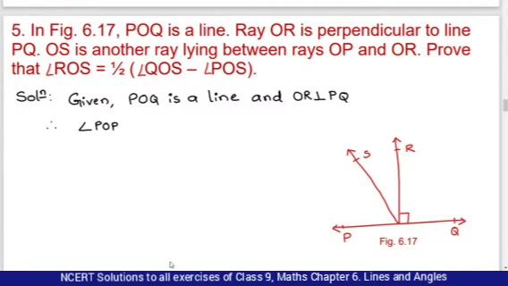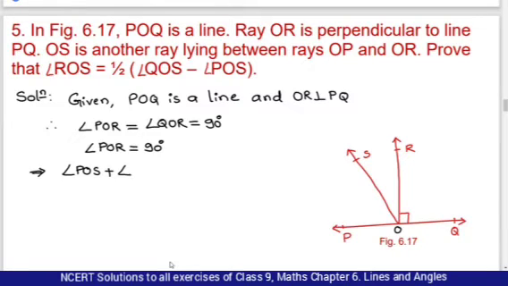Therefore, angle POR is equal to angle QOR, which is equal to 90 degrees. This implies angle POR is nothing but angle POS plus angle ROS is equal to 90 degrees, which is equal to angle QOR.